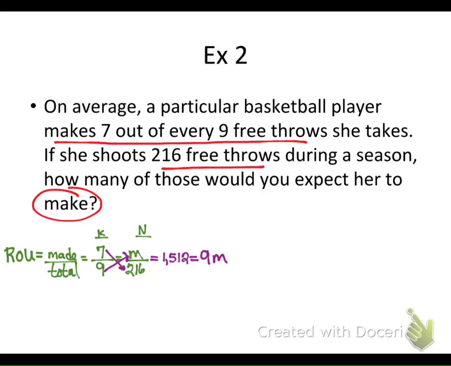From here, you guys know the drill. Circle your variable. Draw your line of equality. How do I get the m by itself? Divide by 9 on both sides. 168. Say it again. 168.